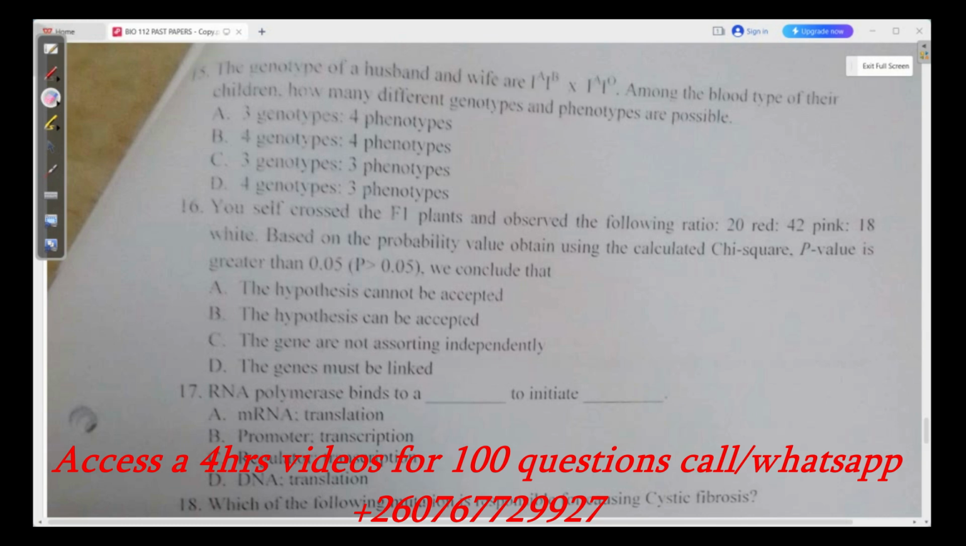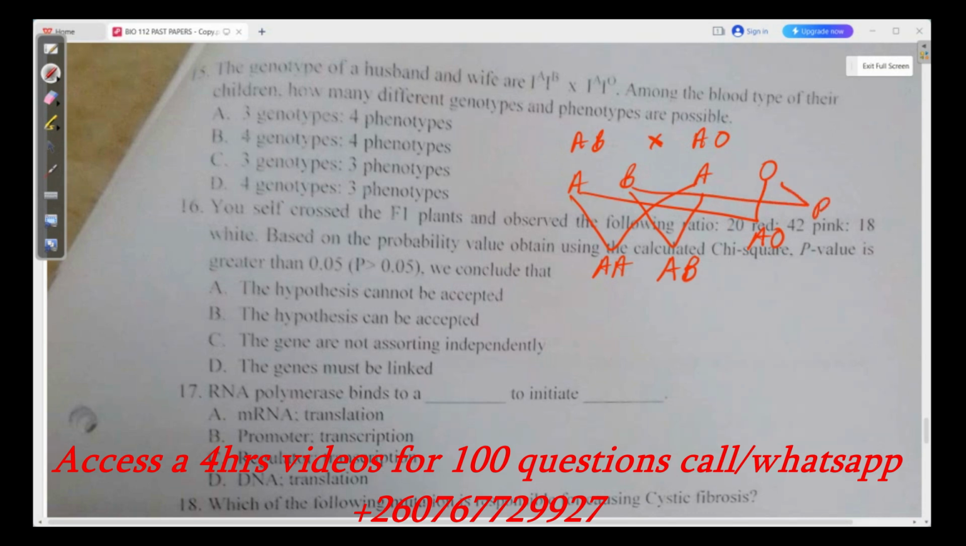Then the question goes on to say, among the blood types of their children, how many different genotypes and phenotypes are possible? So here we just have to conduct a very simple cross. We have AB being crossed with heterozygous AO. So this and that, we're going to have blood group A dominant, this and that, blood group A heterozygous, this one is going to be blood group AB, then this will be blood group O.